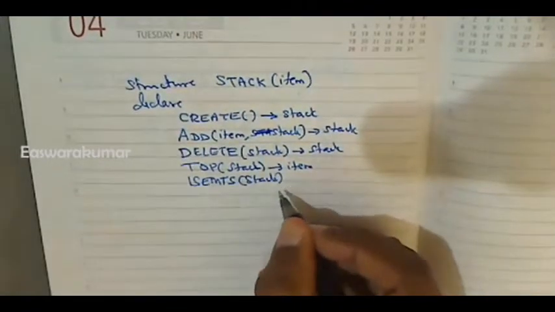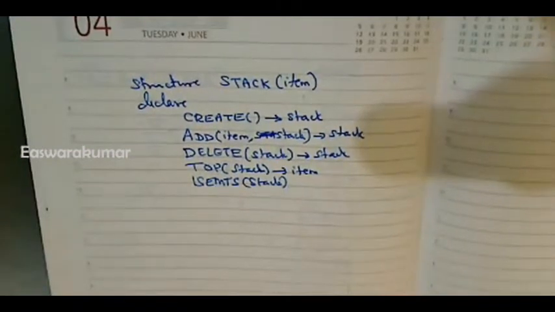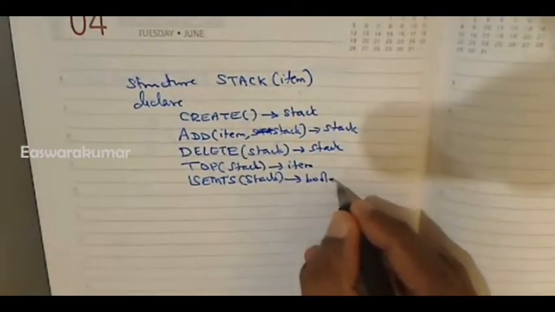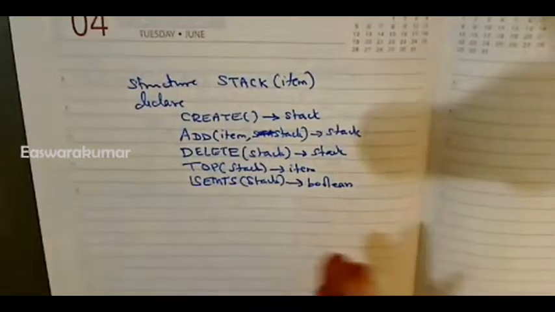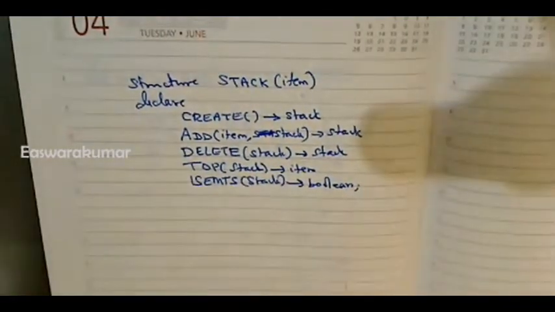So this will verify whether the stack is empty or not. If it is empty or not, what does it return? It returns boolean. Boolean means yes or no. The answer is yes or no, only binary, right? So with this, the declaration part is over. Only these 5 functions we can execute on the stack.